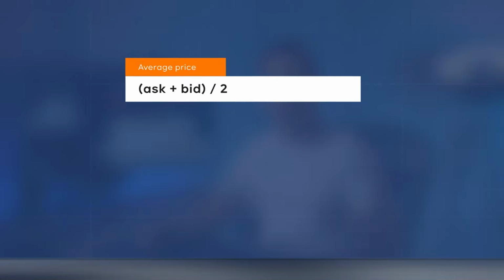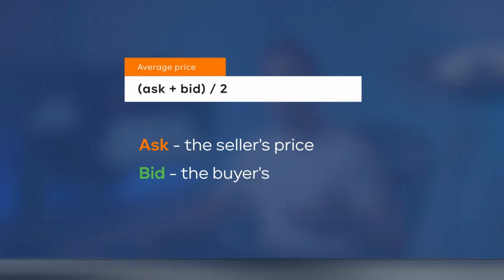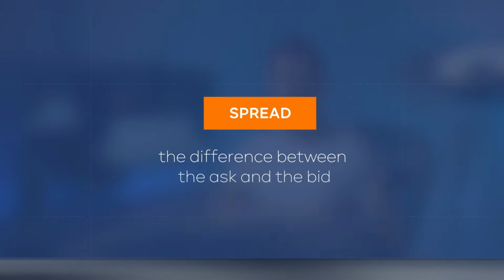One more thing to be aware of is the amount and type of spread. Here is how it works. On the IQ Option platform, the average price of an asset is calculated using the formula ask plus bid over 2. Ask is the price at which the seller may be willing to sell the underlying asset, while bid is the price the buyer may be ready to pay for an asset. The difference between the ask and the bid is known as a spread.